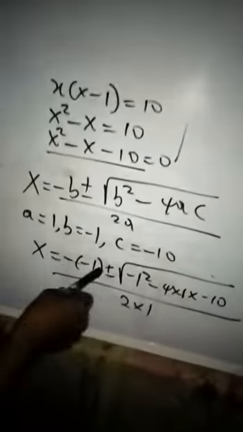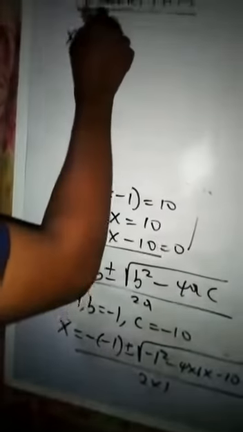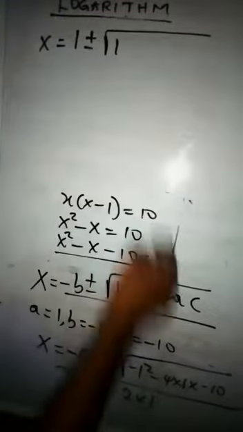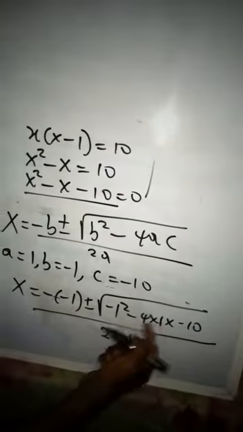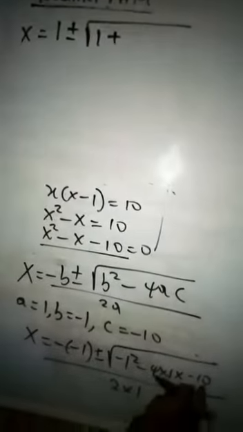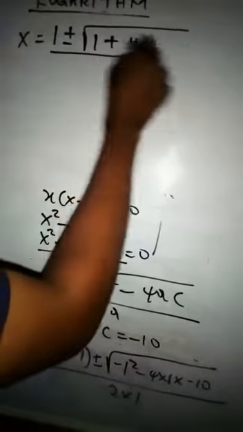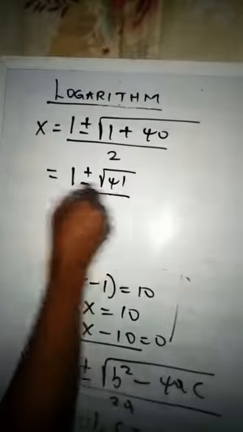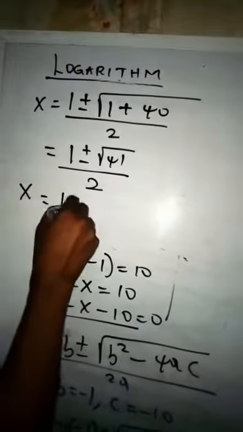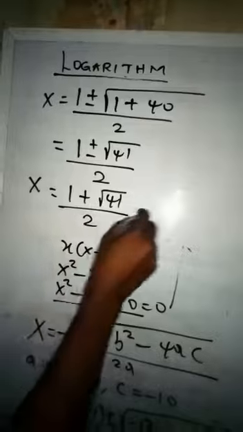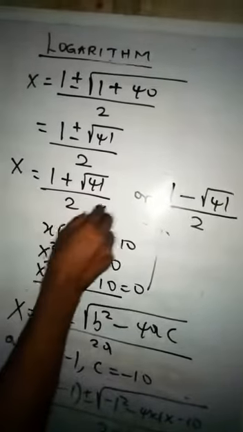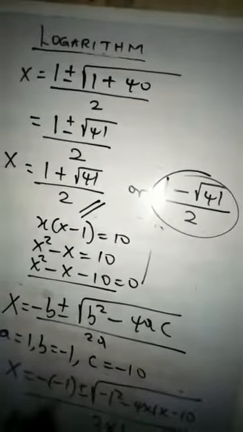And if you have minus minus as plus 1, x will be equal to 1 plus or minus square root of (minus 1) squared, you have 1, minus times minus, minus multiplied by minus is plus, so you have 4 multiplied by 10, you have 40, divided by 2. So you simplify further, you have 1 plus or minus square root of 41 divided by 2. So x equal to (1 + root 41) divided by 2, or (1 - root 41) divided by 2. Now since we are looking for the positive answer, we have to consider this. So this one will be eliminated.